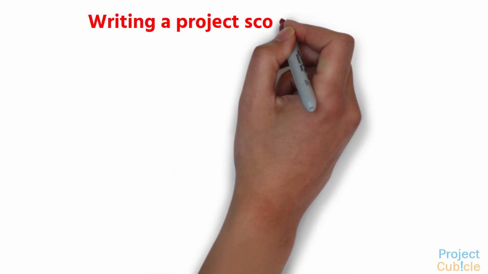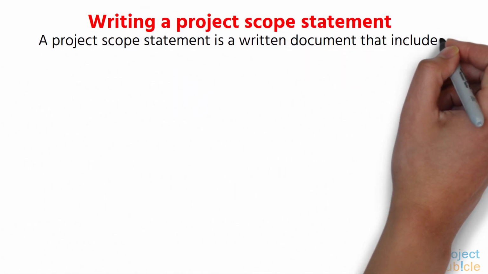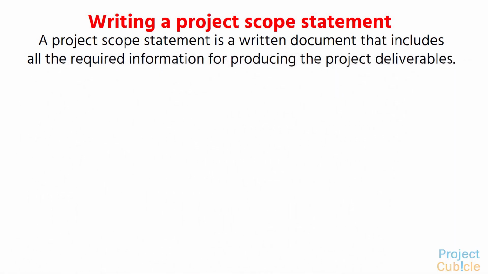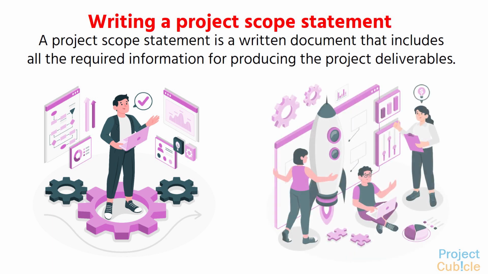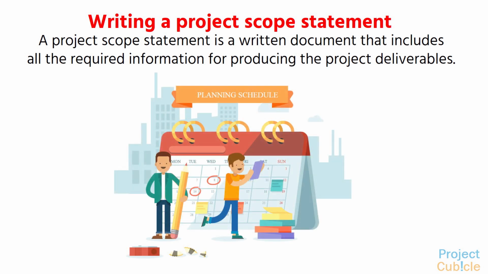Writing a project scope statement. A project scope statement is a written document that includes all the required information for producing the project deliverables. Therefore, it involves all the works, processes, and methods required to deliver the project deliverables. In other words, the action you do to perform your product is the scope of your project. Once the project scope statement is completed and approved, project managers can assign tasks and give their teams directions on what they need to do to meet the target timelines, budget, and goals.